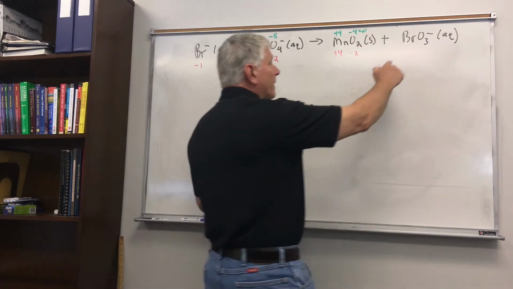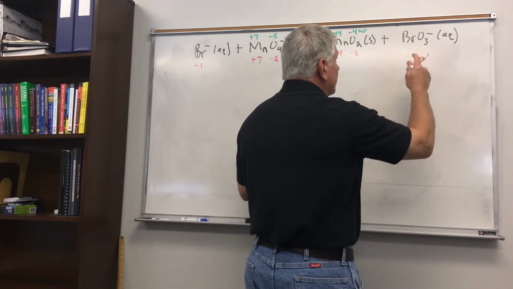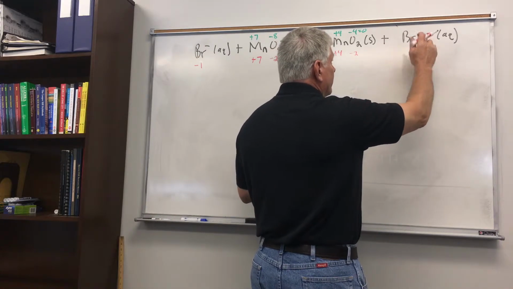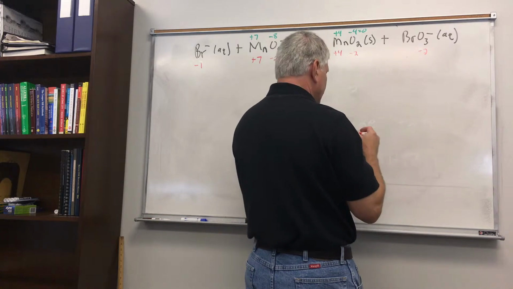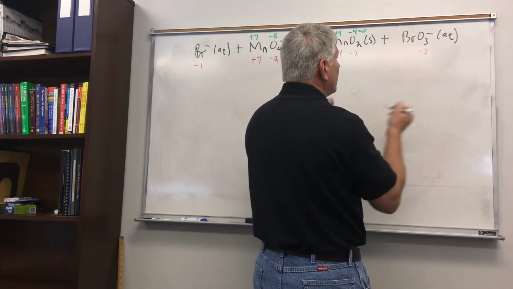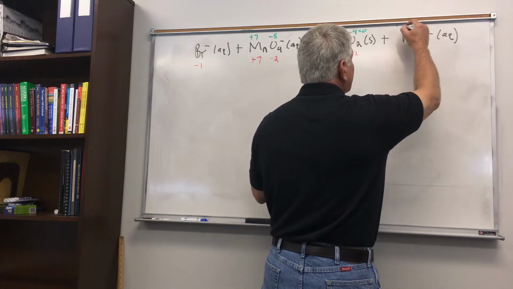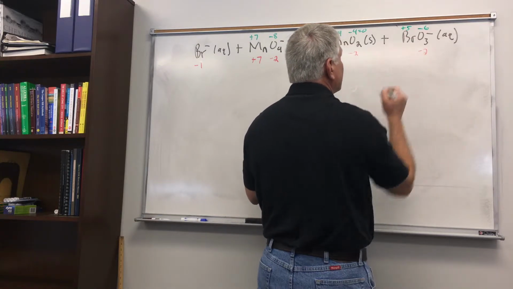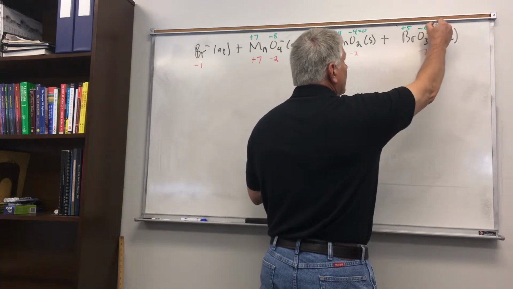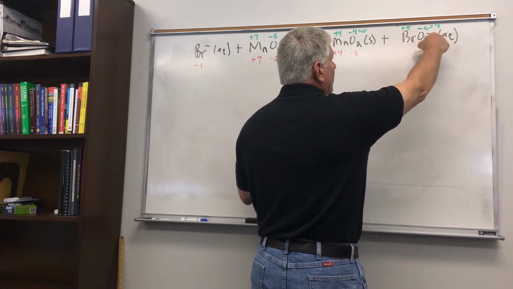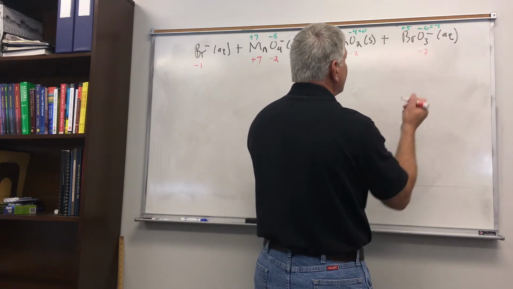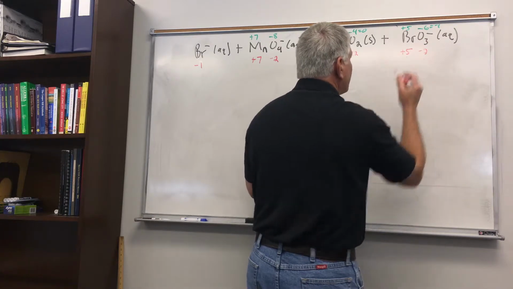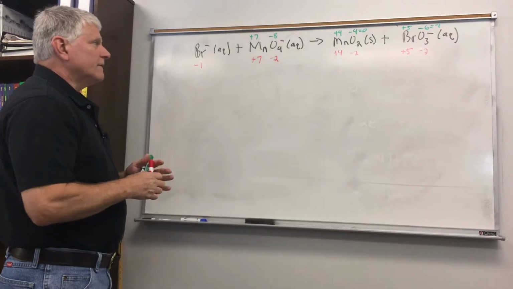And bromate ion. So we assign oxygen first. So oxygen is -2. That's a total of -6. So total for bromine has to be +5 to give a -1 total charge on the molecule. So the bromine is +5. So now we have our oxidation states.